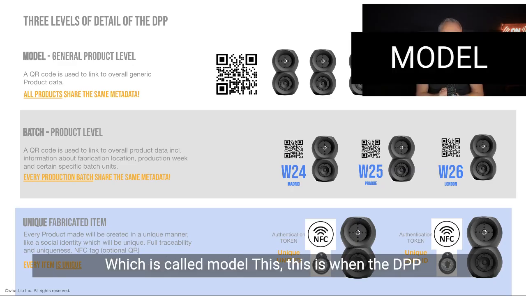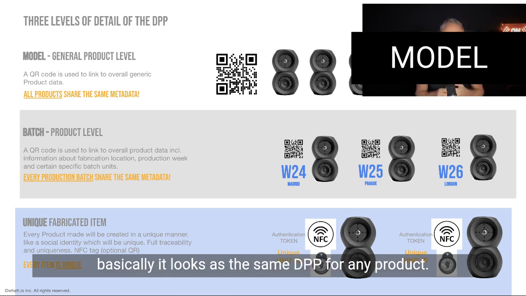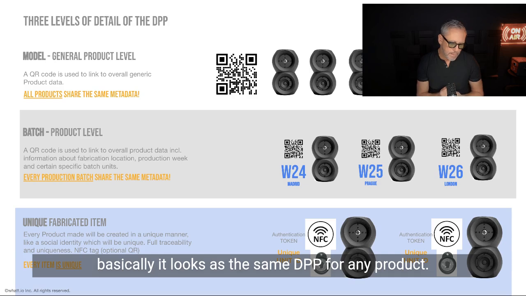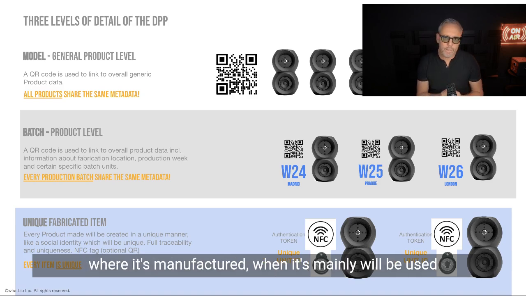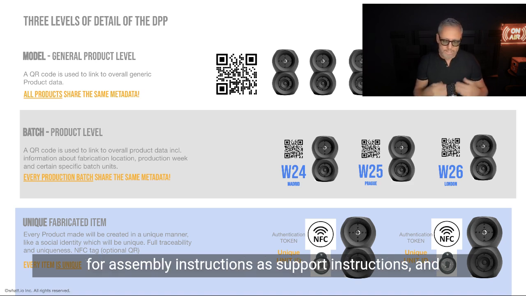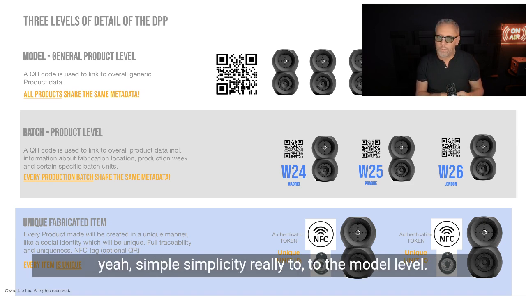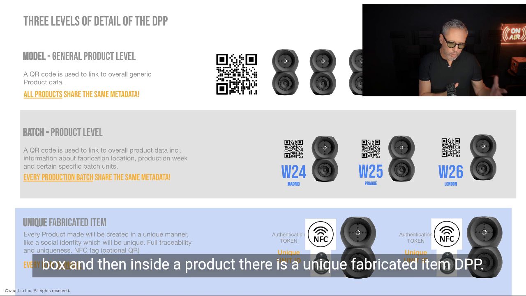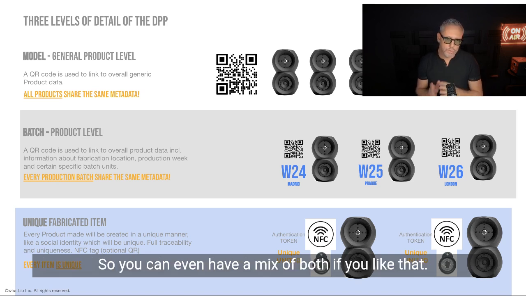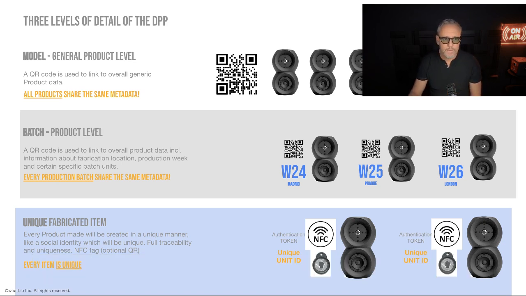And then we have the simplest form, which is called model. This is when the DPP basically looks as the same DPP for any product. It doesn't differentiate the DPP when it's manufactured, where it's manufactured, when. It mainly will be used for assembly instructions, support instructions, and simplicity really to the model level. It can even be that you have a model level DPP outside of your box, and then inside a product there is a unique fabricated item DPP. So you can even have a mix of both if you would like that.